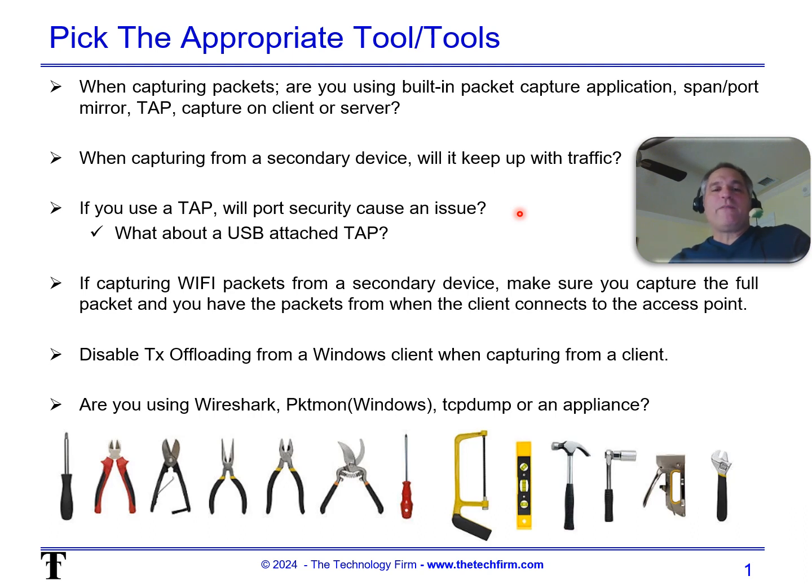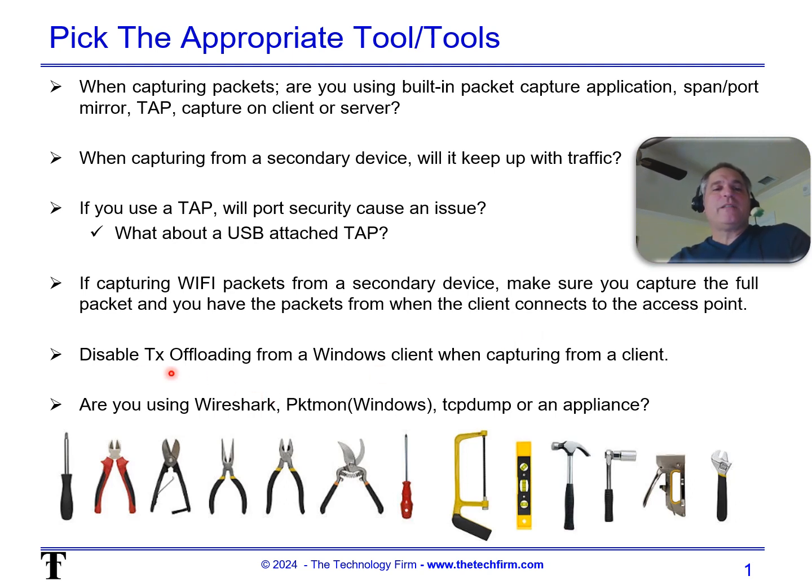If capturing Wi-Fi packets from a secondary device, and this also applies to a lot of security protocols as well, folks, make sure you capture the full packet, no packet slicing, and you have the packets from when the client connects to the access point and or server. So we need that initial connection, and we got to make sure they're full-size packets.